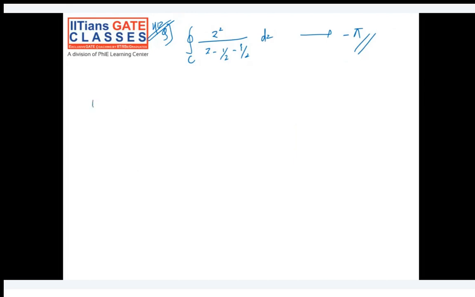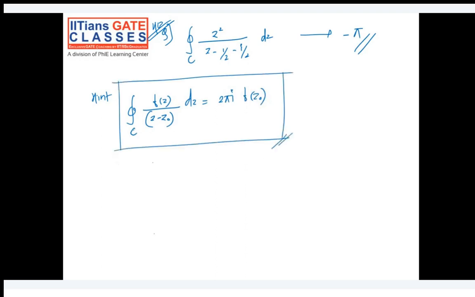The hint to this is: integration over a closed curve C, f of z divided by z minus z naught dz is equal to 2 pi i f of z naught. So using this hint, you should try solving this question.